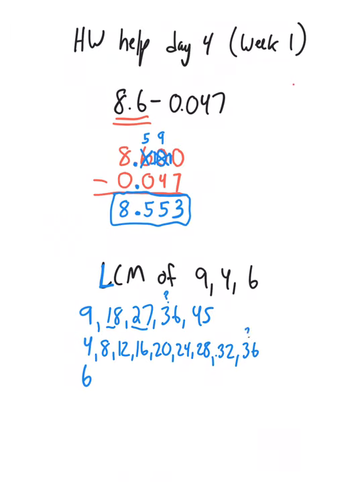Now the question is, will 6 hit 36? 6, 12, 18, 24, 30, 36. So guess what? The lowest number they all have in common, the lowest multiple, is 36, which is your answer.